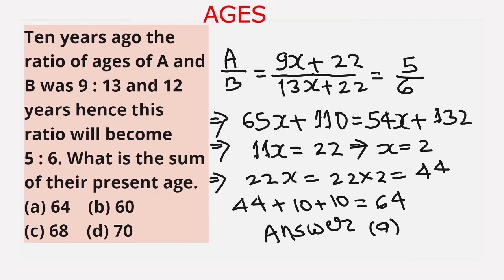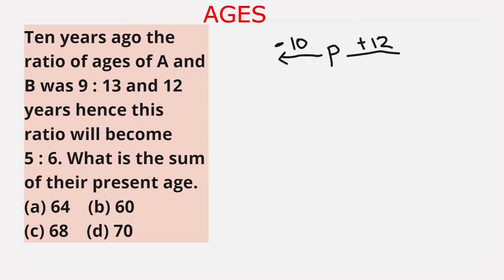Now I solve this question by shortcut method. So I am erasing this solution first, and then I will solve it by shortcut method. It is given that the ratio of A and B was 9:13 10 years ago. So from present age I write minus 10, and then this ratio is 9:13, and after 12 years this ratio becomes 5:6.